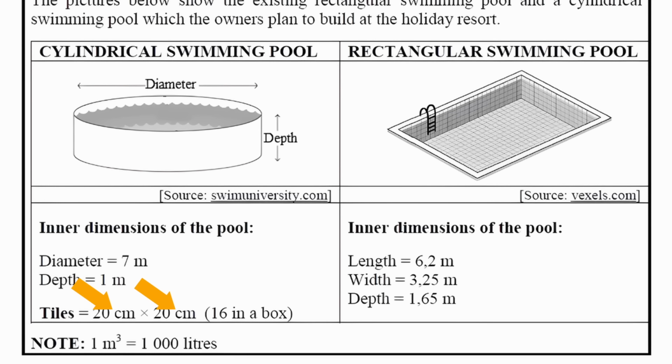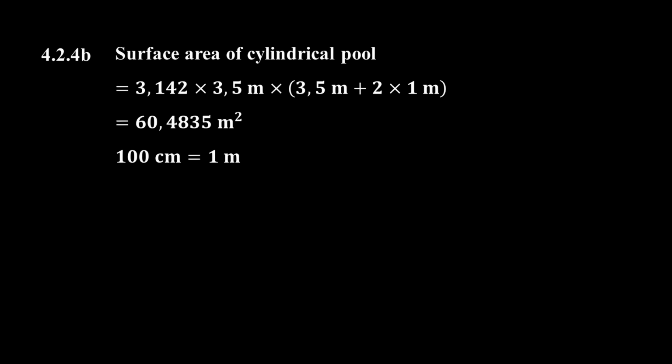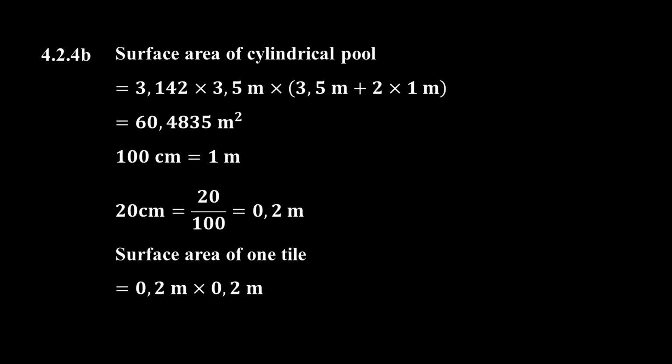So we will first have to convert the dimensions of the tiles from centimeters to meters. We should recall that there are 100 centimeters in 1 meter, so 20 centimeters is 20 divided by 100 centimeters per meter, and this equals 0,2 meters. So the dimensions of one tile is 0,2 meters by 0,2 meters.